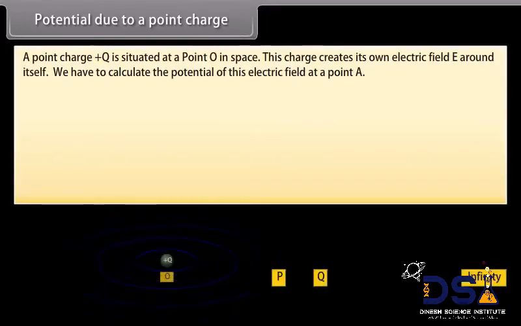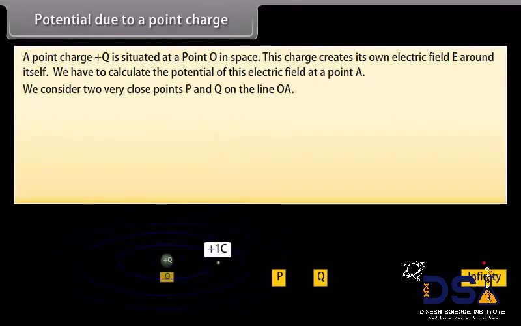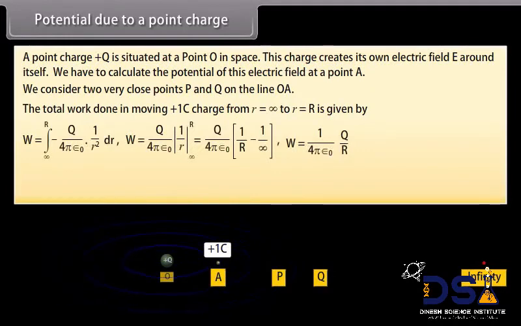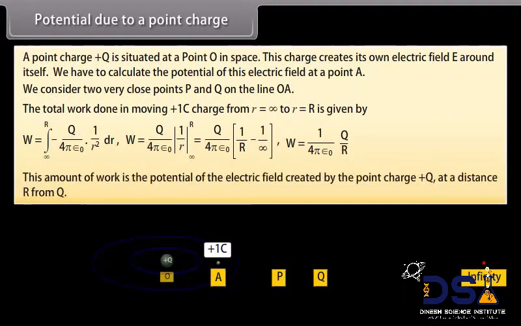Potential due to a point charge. A point charge +Q is situated at a point O in space. This charge creates its own electric field E around itself. We have to calculate the potential of this electric field at point A. We consider two very close points, P and Q, on the line OA. The total work done in moving +1 coulomb charge from infinity to point R is given by W equal to 1 upon 4 pi epsilon naught multiplied by Q upon r. This amount of work is the potential of the electric field created by the point charge +Q at a distance r from Q.